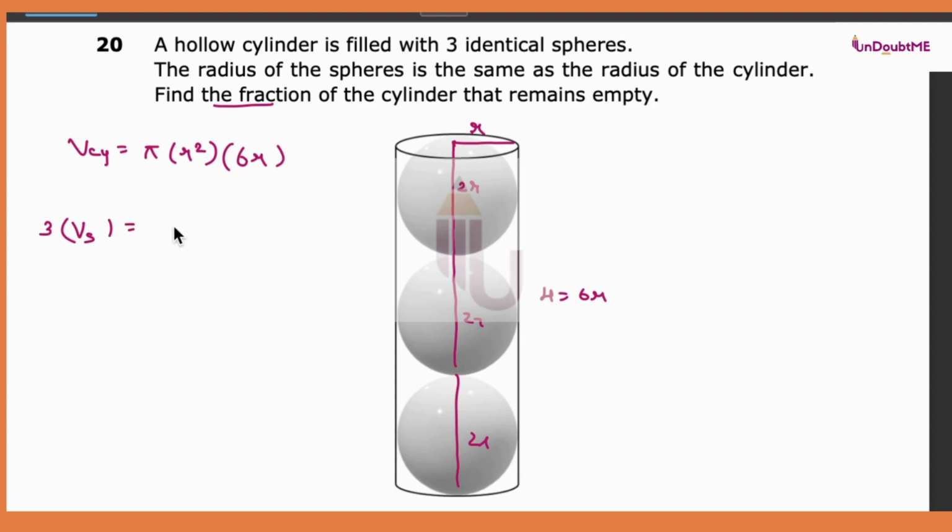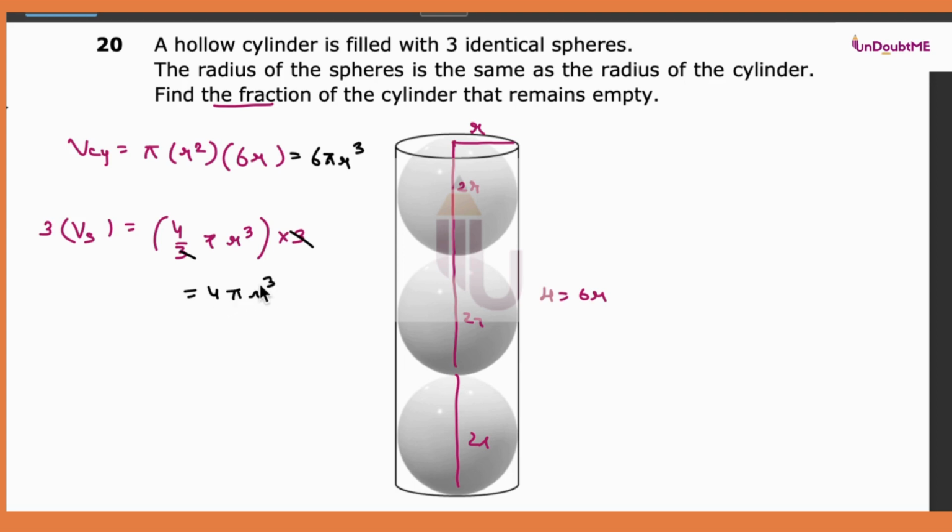You have to just use the general formula. And the volume of a sphere is 4 by 3 pi r cube, and that will be multiplied by 3. So on calculation, the first answer comes out to be 6 pi r cube, and the second one will be 4 pi r cube.